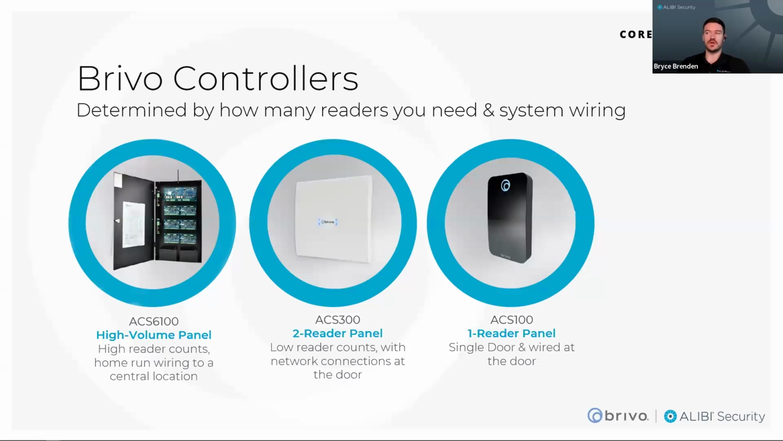There's also a 2-door controller, the ACS 300 in the middle there. Again, really good for closer to the door. It does have built-in Wi-Fi capabilities as well, so pretty popular option.